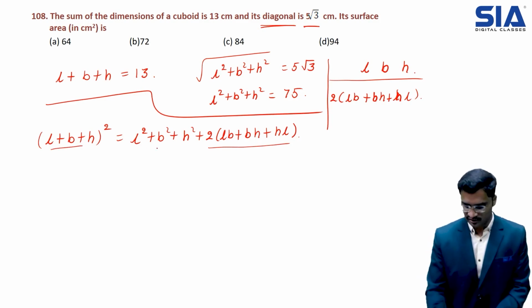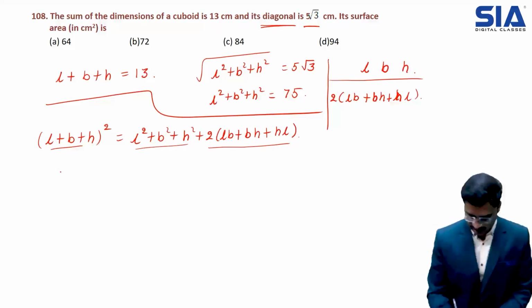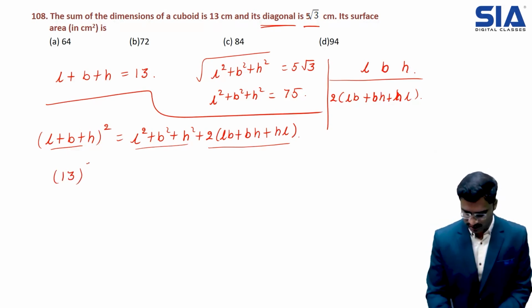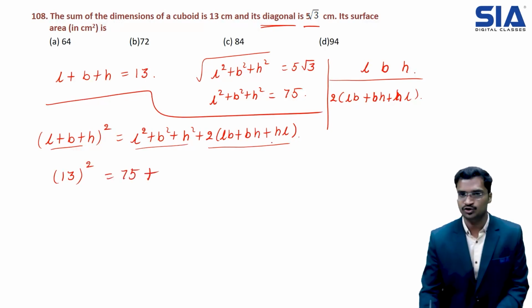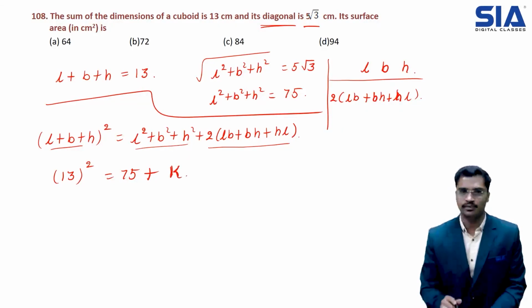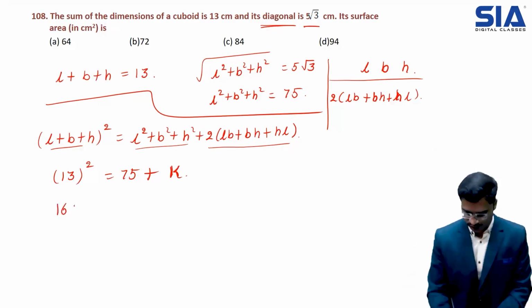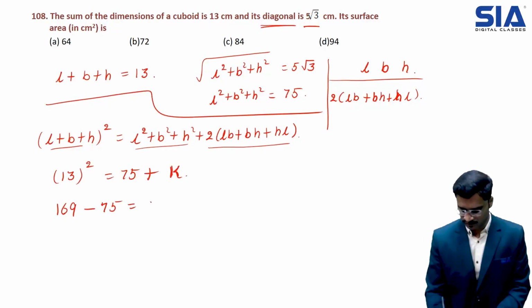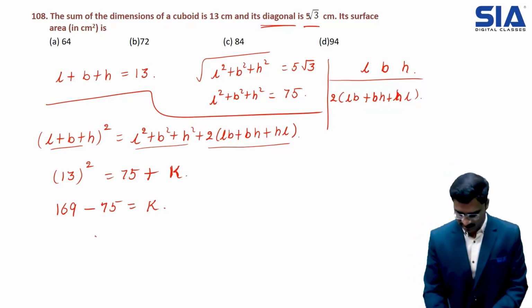We already have the values of L plus B plus H and L square plus B square plus H square. So let us substitute the values. L plus B plus H is 13, so 13 whole square. L square plus B square plus H square is 75. 75 plus this value, we should find the value. Let us assume this value as K. So I am saving time by assuming this value as K. We have to find the value of K now. So 13 square is 169. So the value of K is nothing but 169 minus 75. So 169 minus 75 is what? 94. The value of K is what?